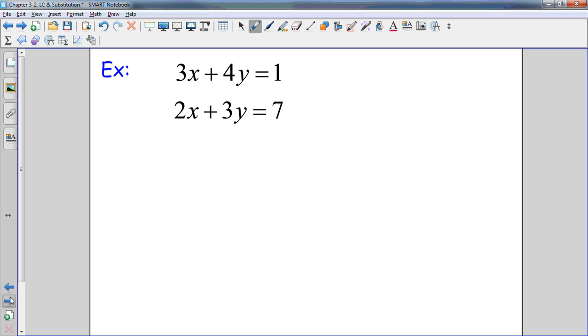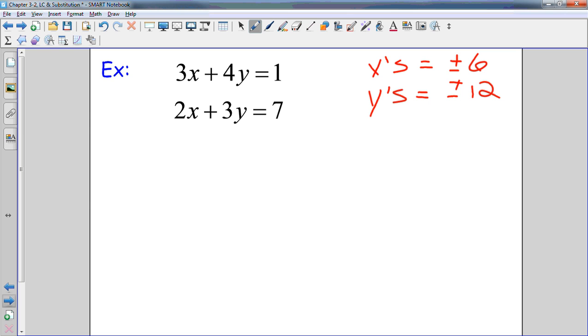Okay? First thing, find the least common multiple of my x's and y's. 3 and 2. Positive or negative 6. So my x's, I want to make them equal to positive or negative 6. My y's, positive or negative 12. I want to make one equal to positive 12, one equal to negative 12, one equal to positive 6, or one equal to negative 6. I can do one or the other. Whatever one you want, that's fine. You can pick your x's, you can pick your y's.